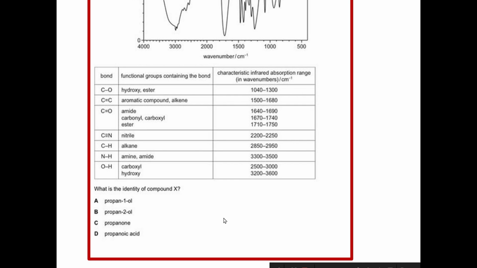You are asking what is the identity of compound X? So the answer will be A. X will be propanol because propanol is a primary alcohol. Primary alcohol is oxidized to carboxylic acid, propanoic acid, and propanoic acid has a C=O peak at 1670 to 1740. This is the peak, and the oxygen-hydrogen hydroxyl group at 3200 to 3600.